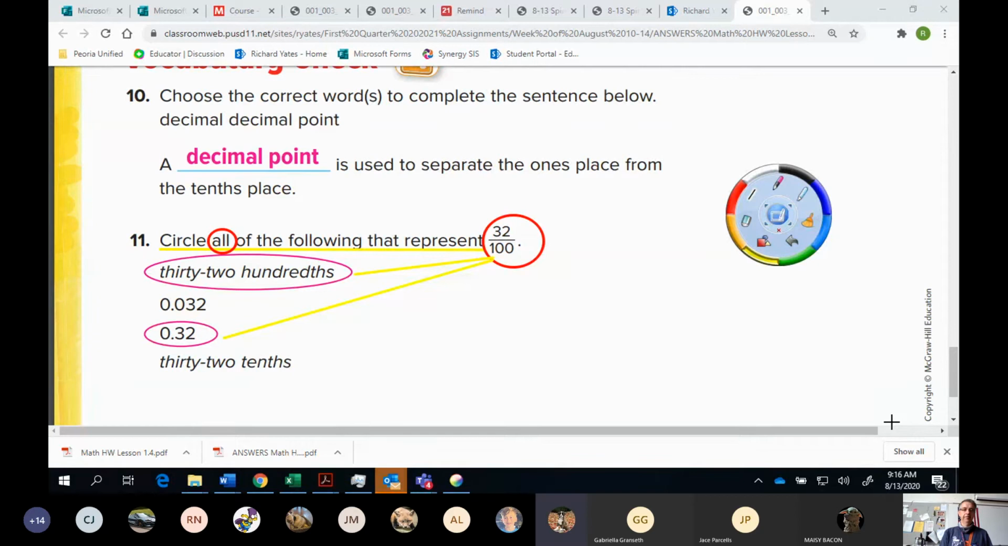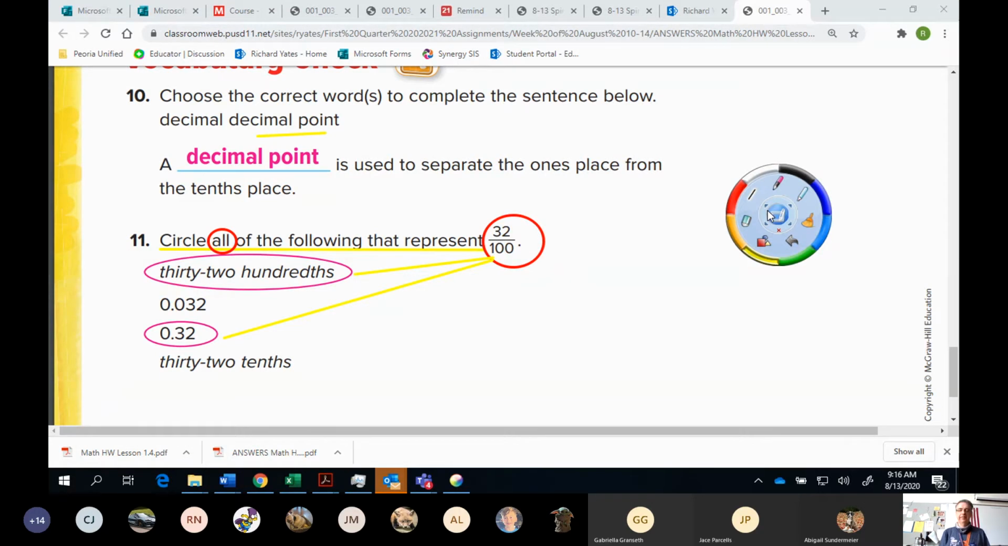For number 10, I said a decimal is used to separate the ones place from the tens place. Make sure that you include the word point, because that's actually the most accurate answer for that one. A decimal is technically the whole number that we talk about. It's the entire number after the decimal point is a decimal. The decimal point is actually the dot itself.